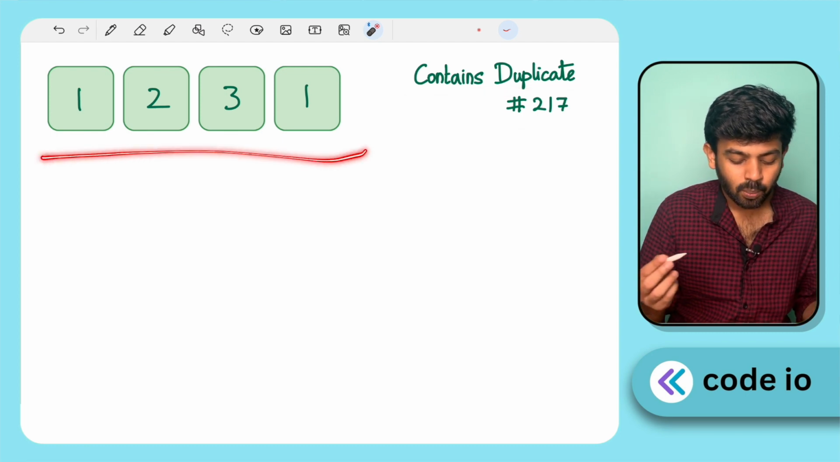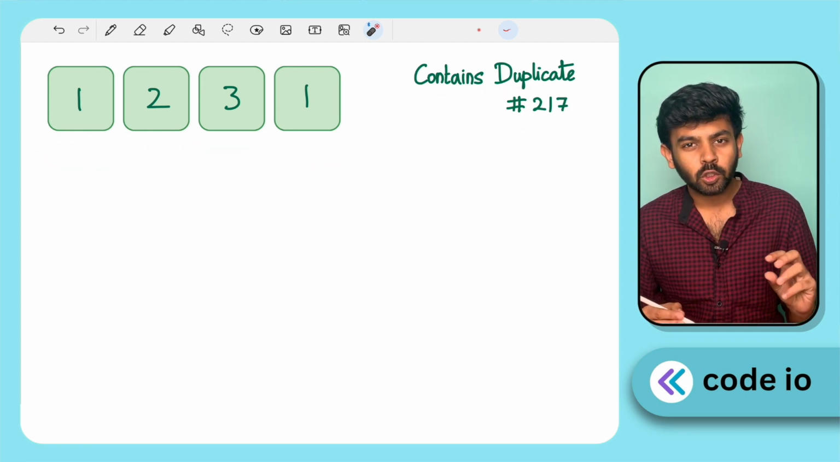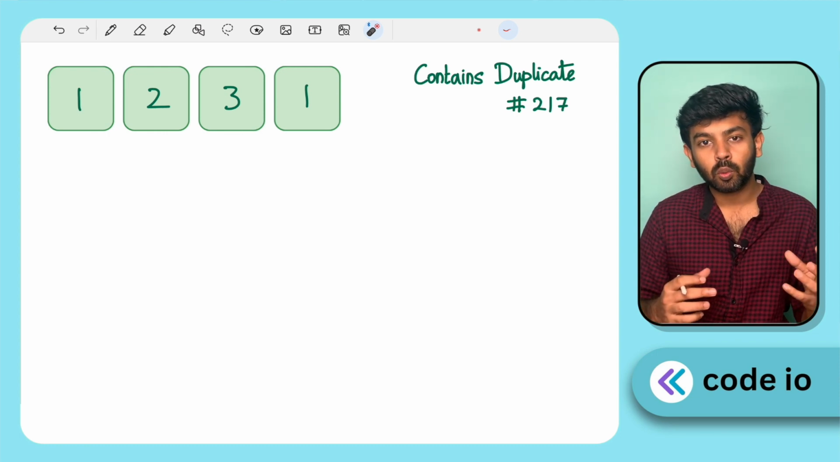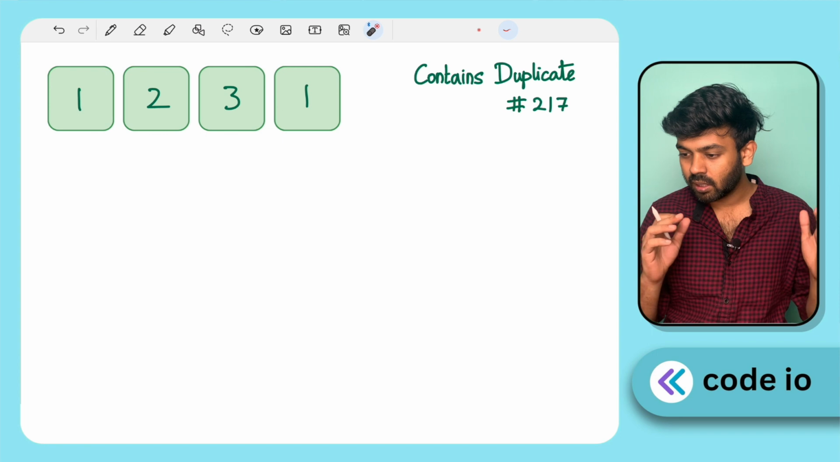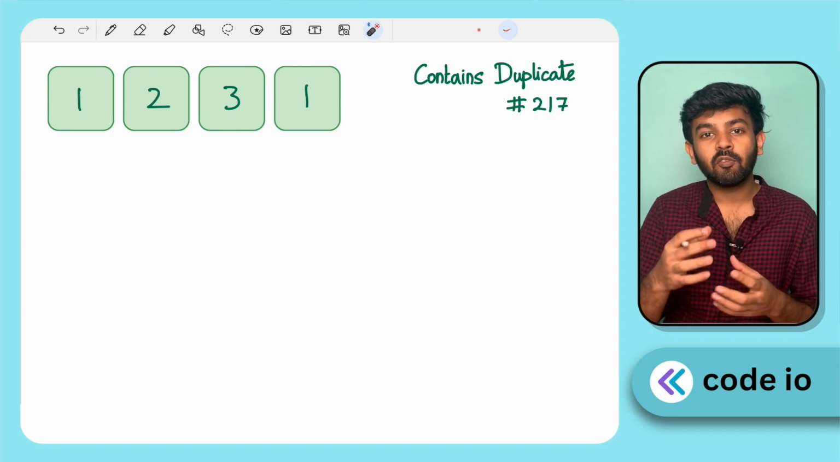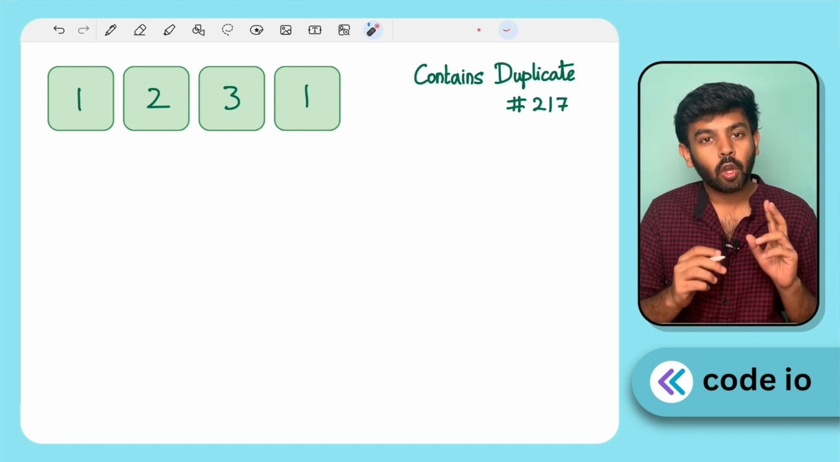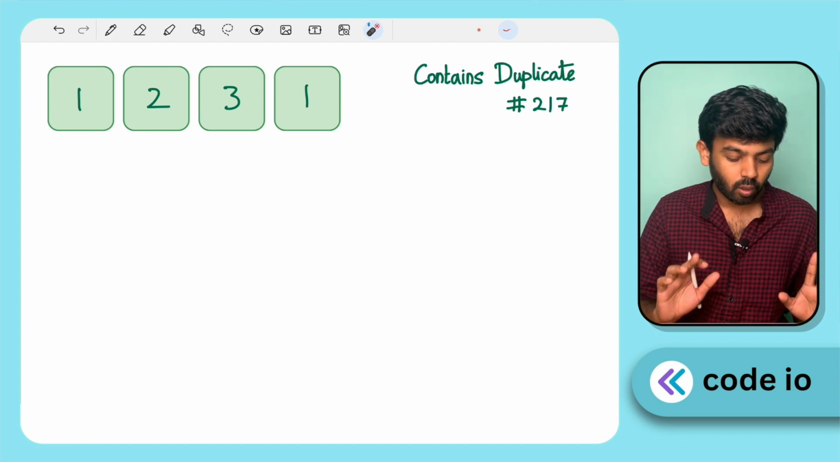So this is the sample array that we're going to take, 1, 2, 3, 1. If your array has a duplicate, you're going to return true. If it doesn't, you're going to return false.